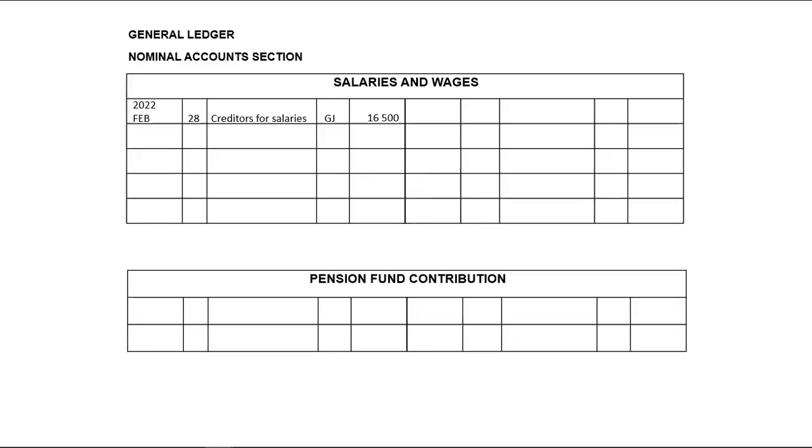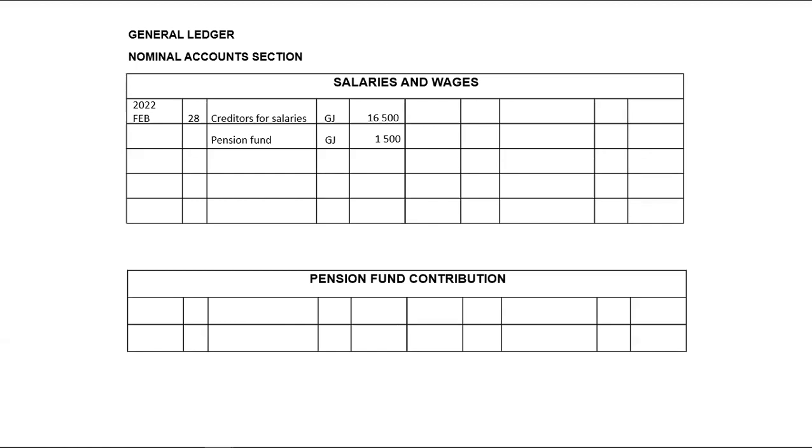But we'll get to that later. For now, we know that 16,500 is the net salary that needs to be paid to Mnguni. And on top of that, from his salary, we deducted pension fund. So how much did we deduct as pension fund? We deducted 1,500 from his salary. It forms part of his salary package, all right?